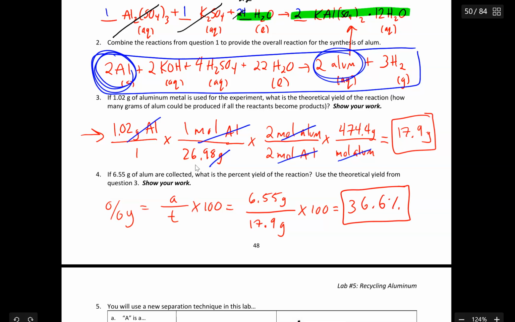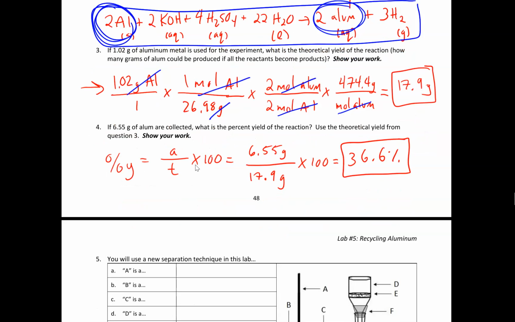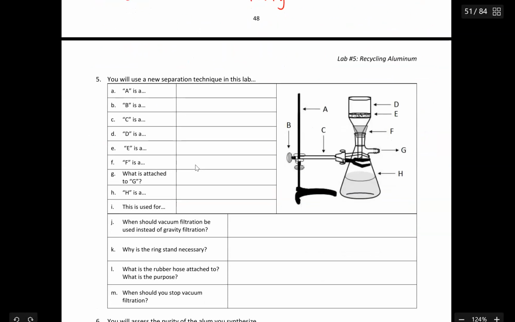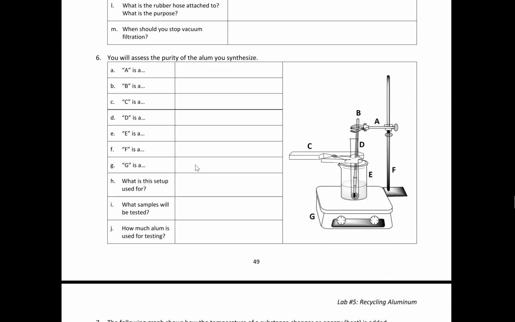36.6% yield. Not great, but that's the reality of the situation. All right, moving forward. I think question 5 you can get through if you watch the video about using the vacuum filtration with the Buchner funnel, so I'm not going to review it again. But I do want to talk about question 6.